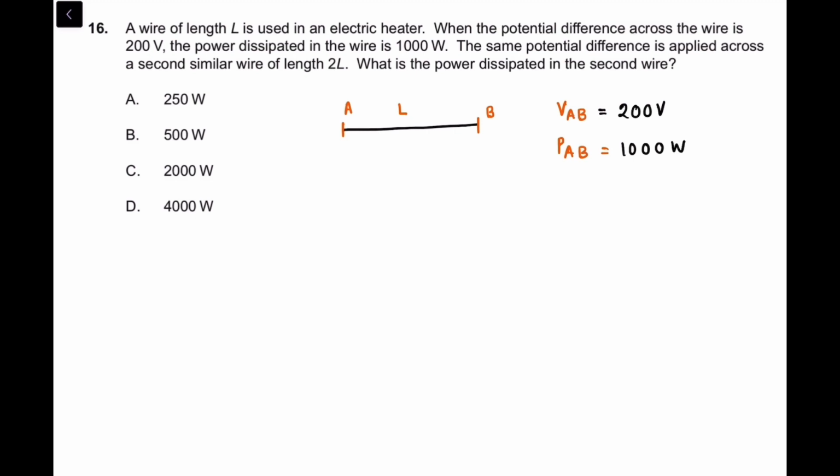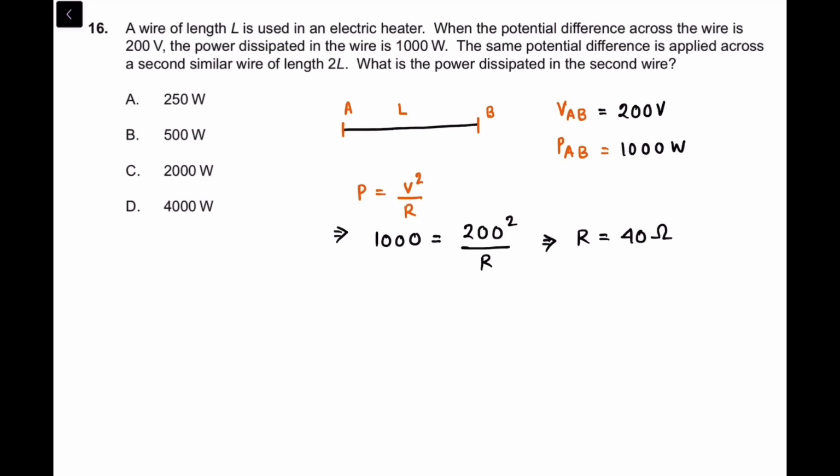We can use the formula power is equal to V squared by R. So the power in the wire AB, 1000, is equal to V squared by R, where V is given to be 200, so 200 squared divided by R. From here we get that the resistance of the wire is 40 ohms. Now proceeding to the question.